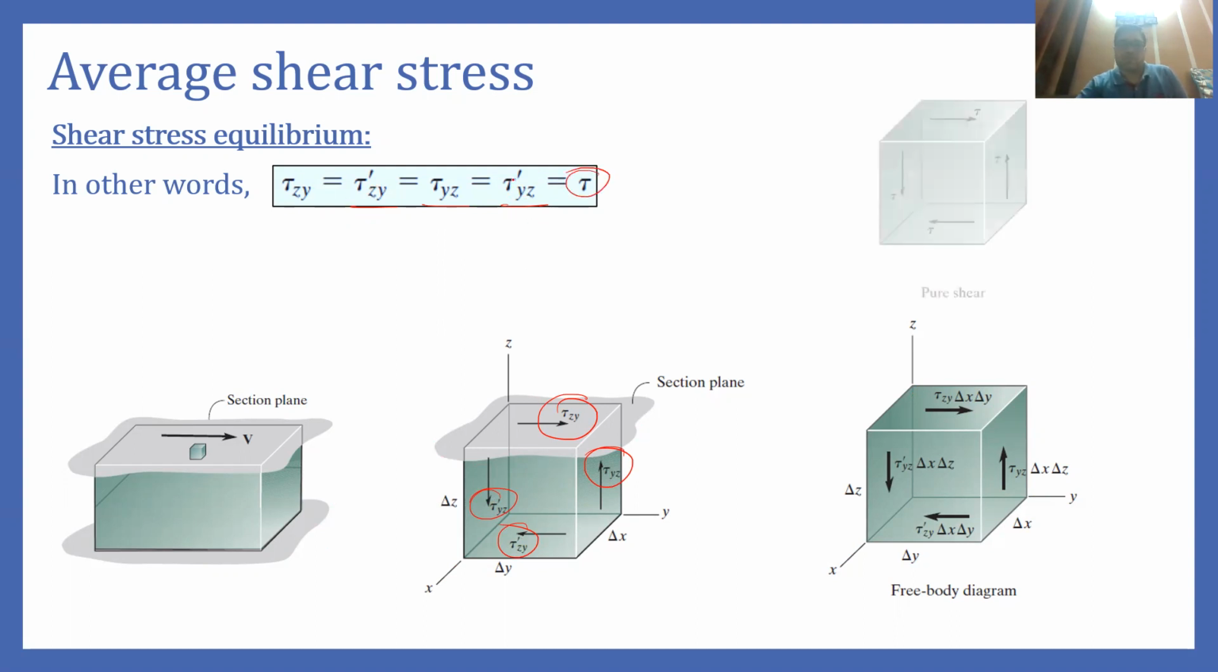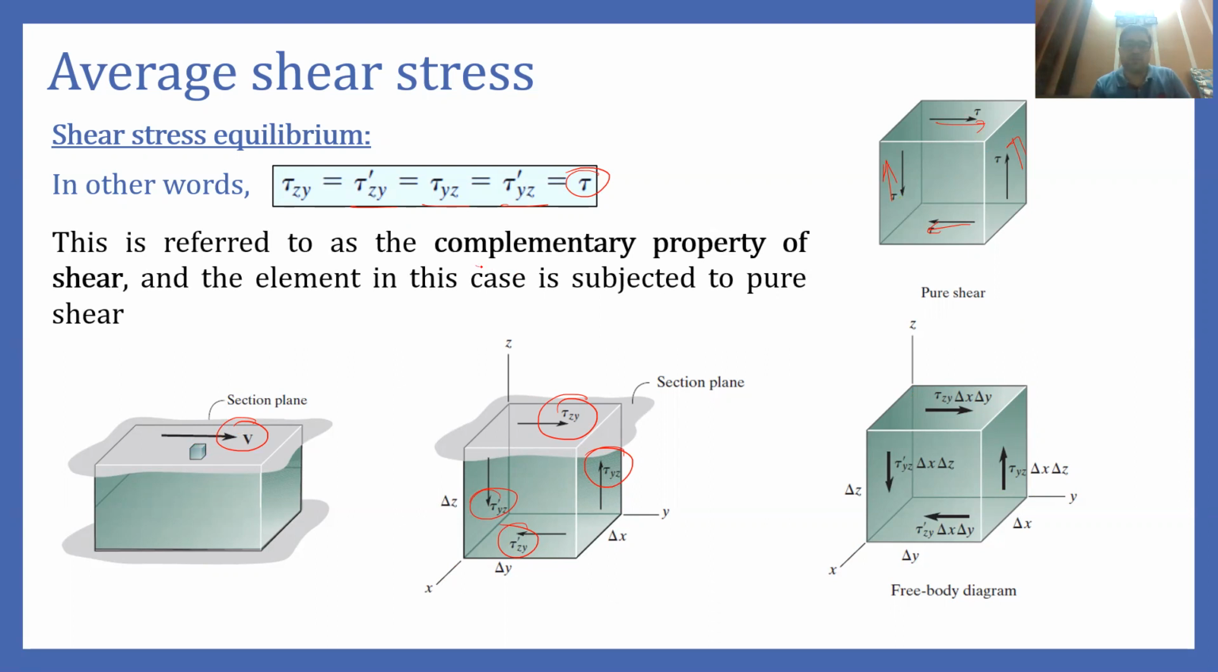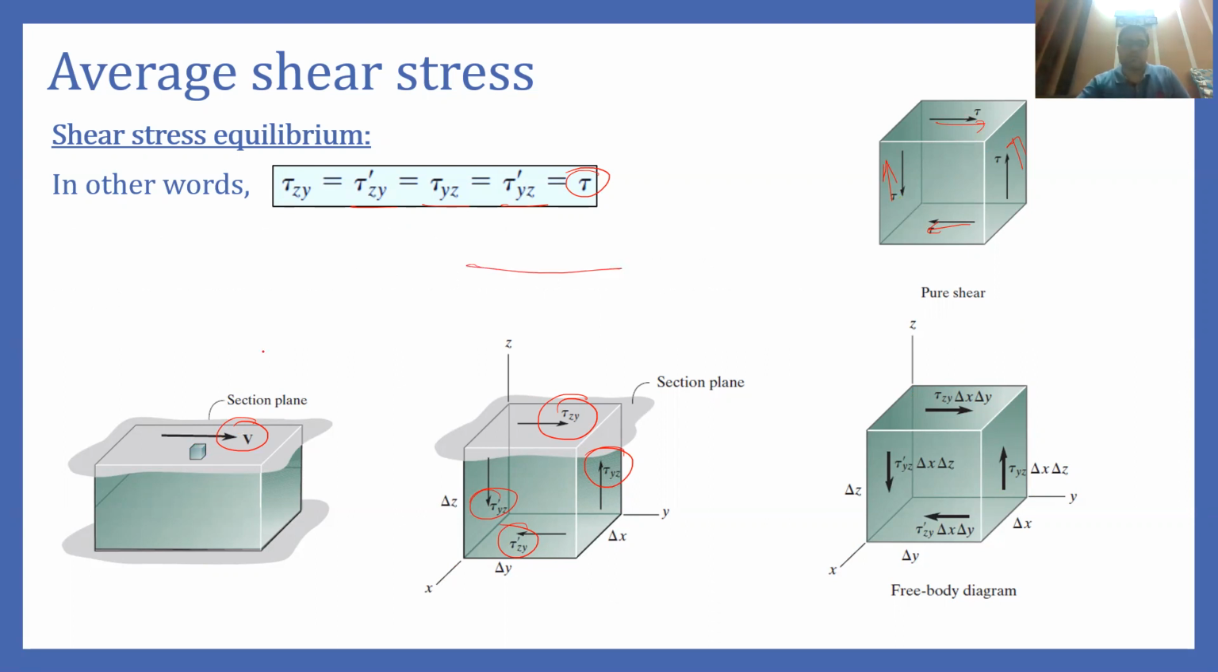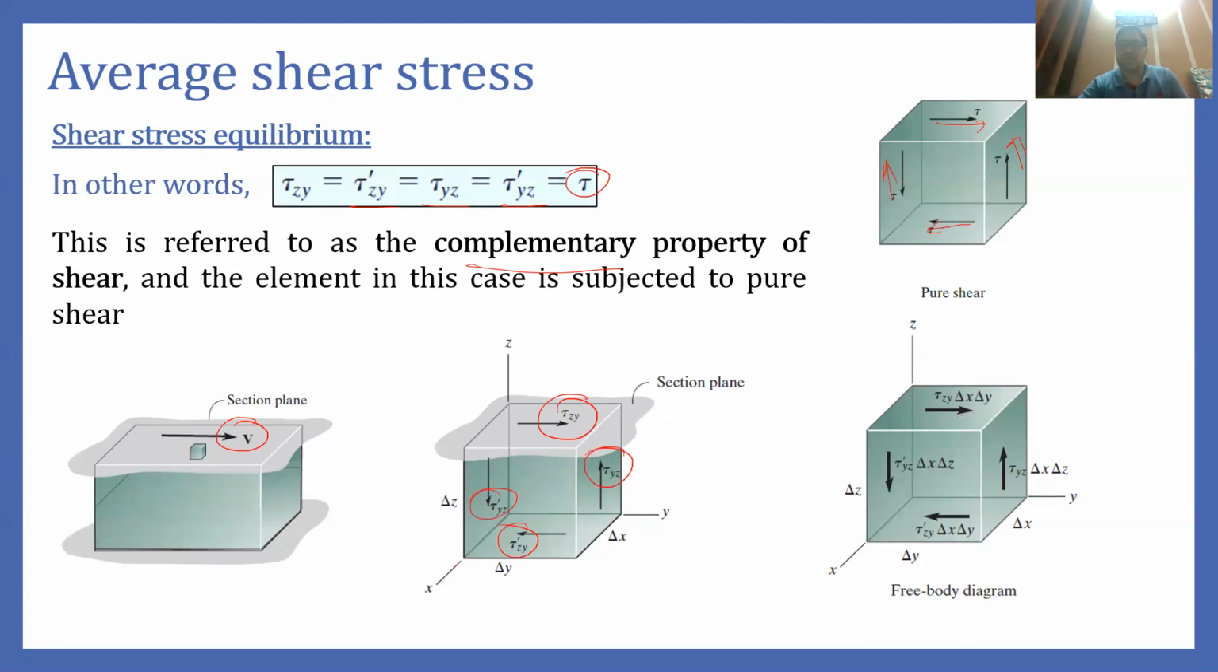So we can prove that on all four faces, when a shear force is acting on a plane, and if we want to analyze a particular element, the element will be subjected to the same shear stress along all four faces, this face, and this face, and this face. So all four faces will have the same magnitude of shear stress. And this property of shear stress is known as the complementary property of shear. So this complementary property of shear means the shear element is subjected to pure shear.